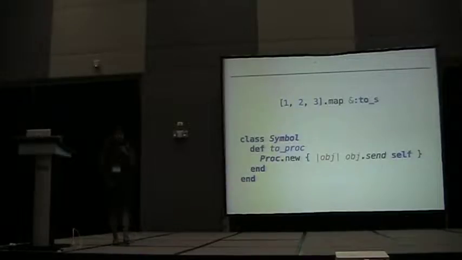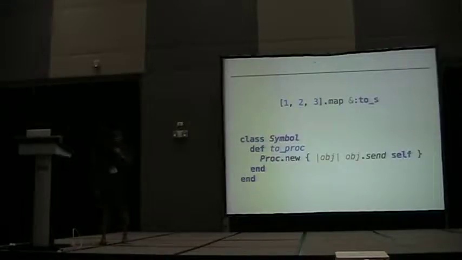Similar to that, Symbol#to_proc is now a native Ruby implementation, right? So if you don't need multiple arguments, then this would be a much better implementation to use as opposed to the Rails implementation.